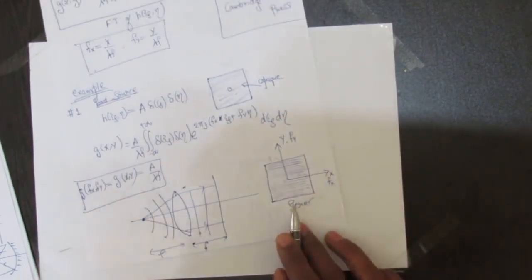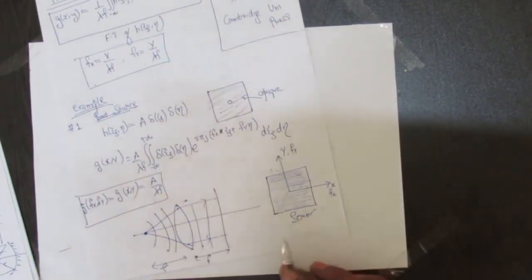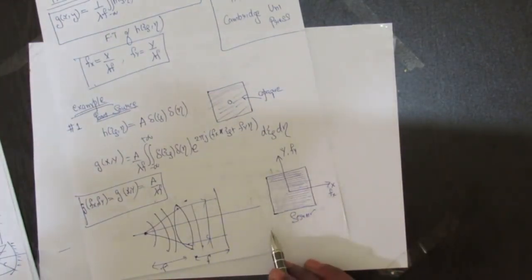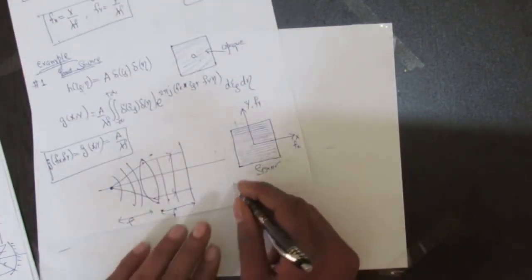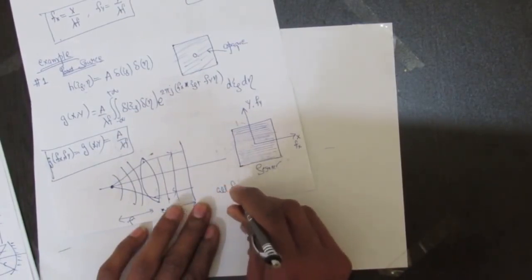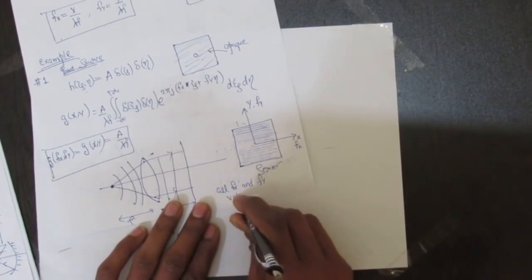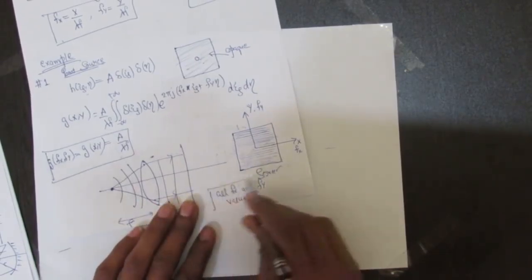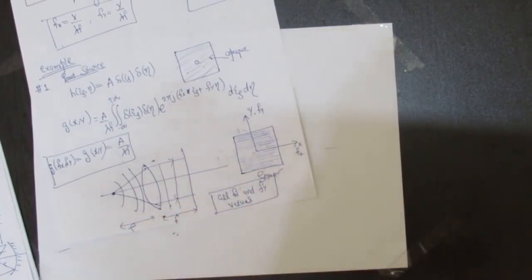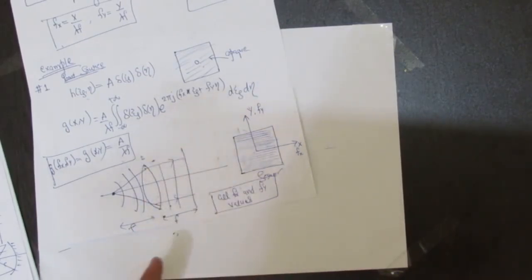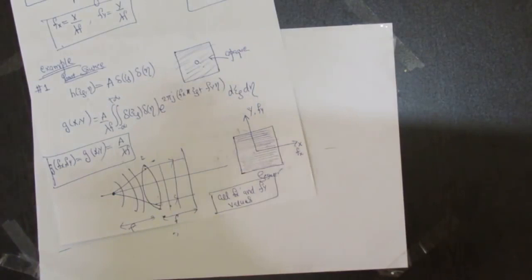Constant illumination simply means that all the spatial frequencies are present in a point source. So all fx and fy values, all the possible spatial frequencies, are present in a point source. I'll discuss this point again later in the lecture. So now let me go to the second example.